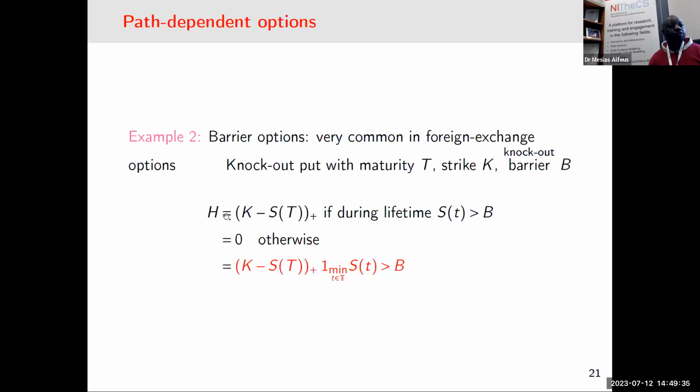The payoff, now, they are mostly common in foreign exchange, and the payoff for a put is K minus ST, if during the life of the option ST is bigger, meaning it doesn't cross that barrier. In this case, we say it is a down and out option, or put option.